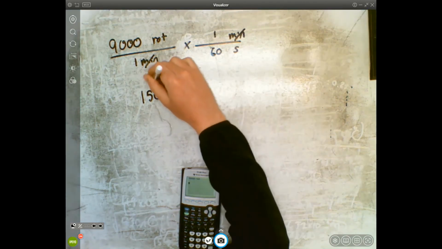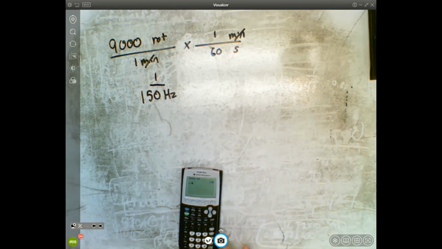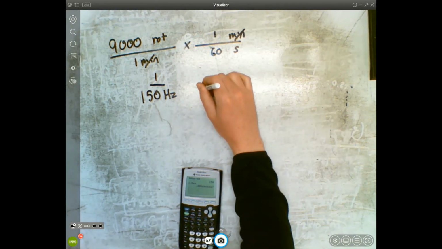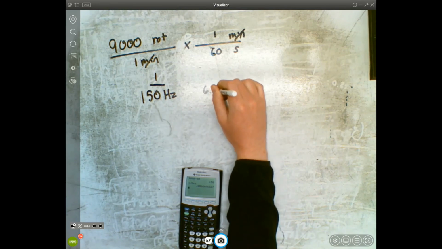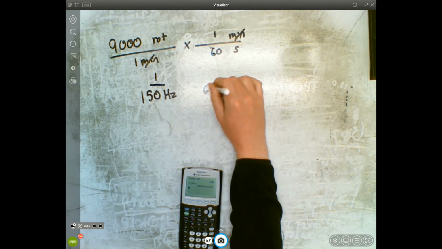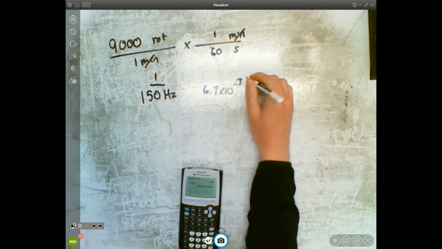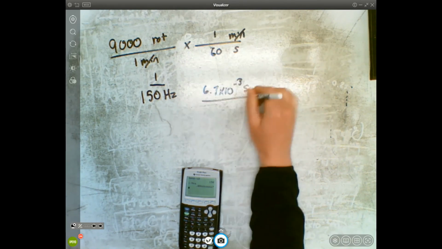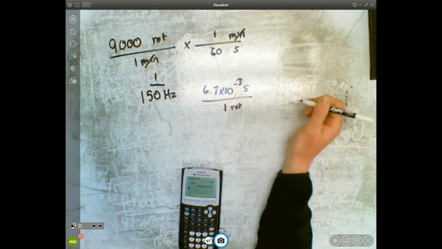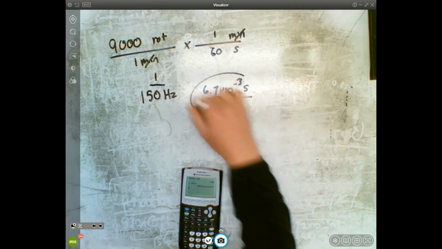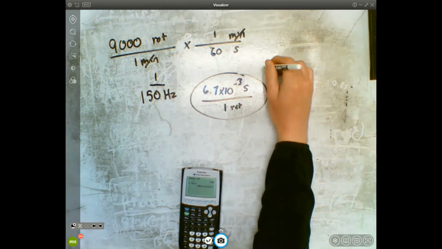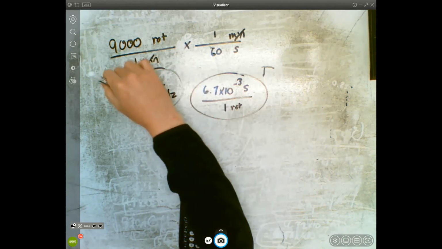And then to get this into a period, I just go 1 over that 150, and I get 6.7 times 10 to the negative 3 seconds. And that's how long it takes to do 1 rotation. Okay, so that's my period, and this is my frequency.